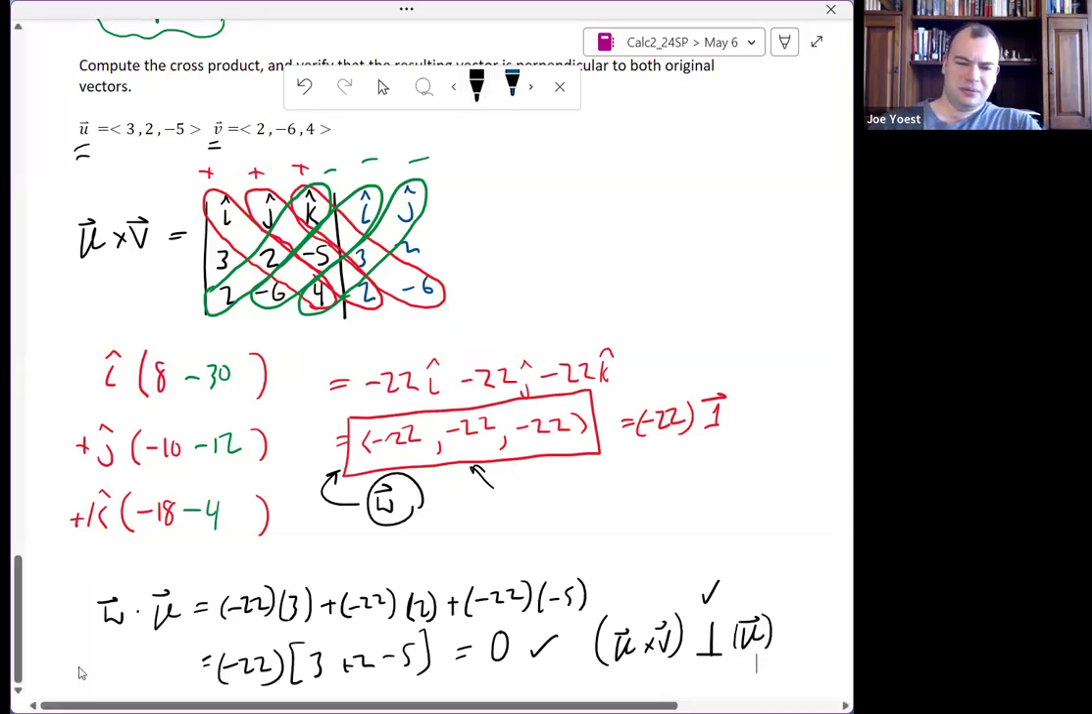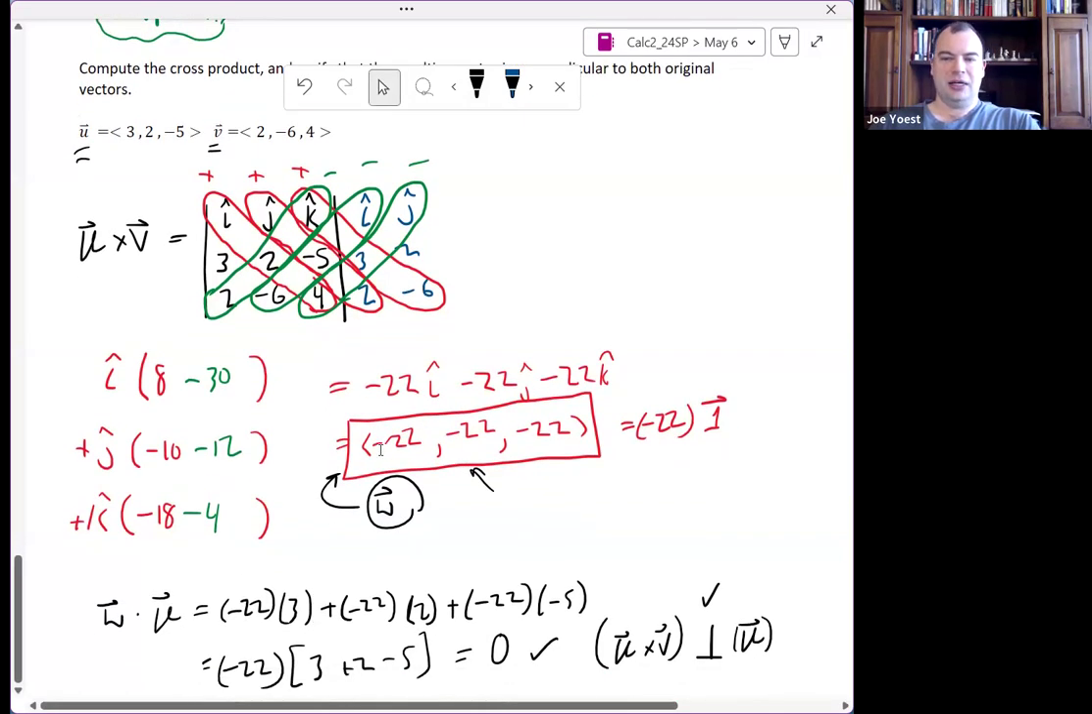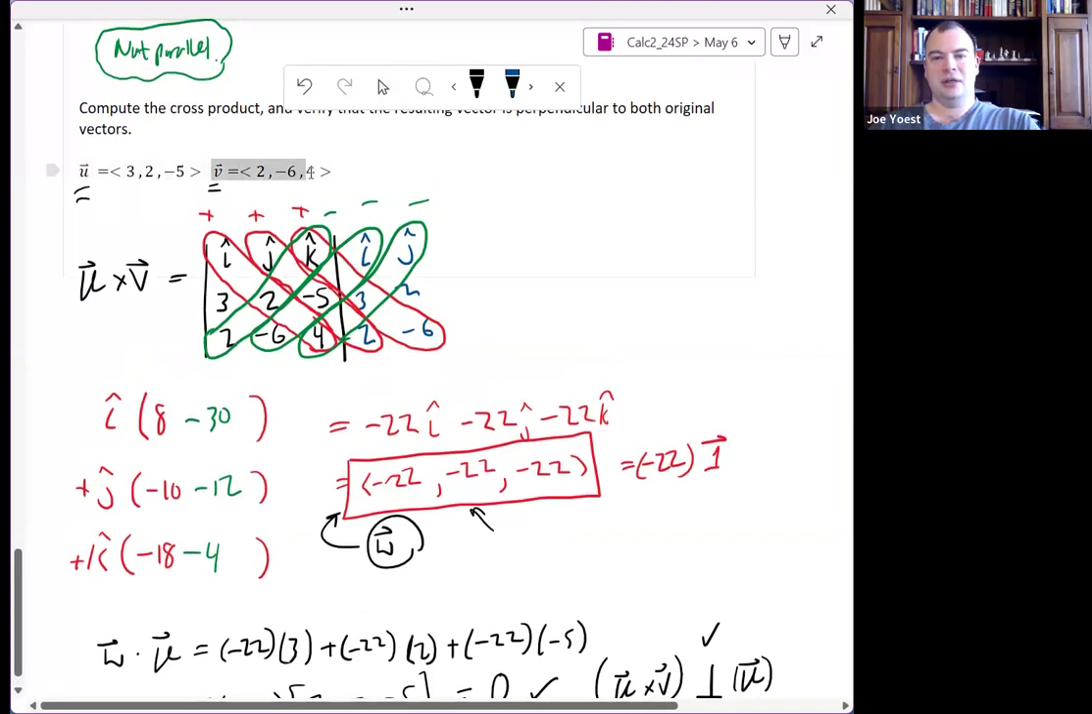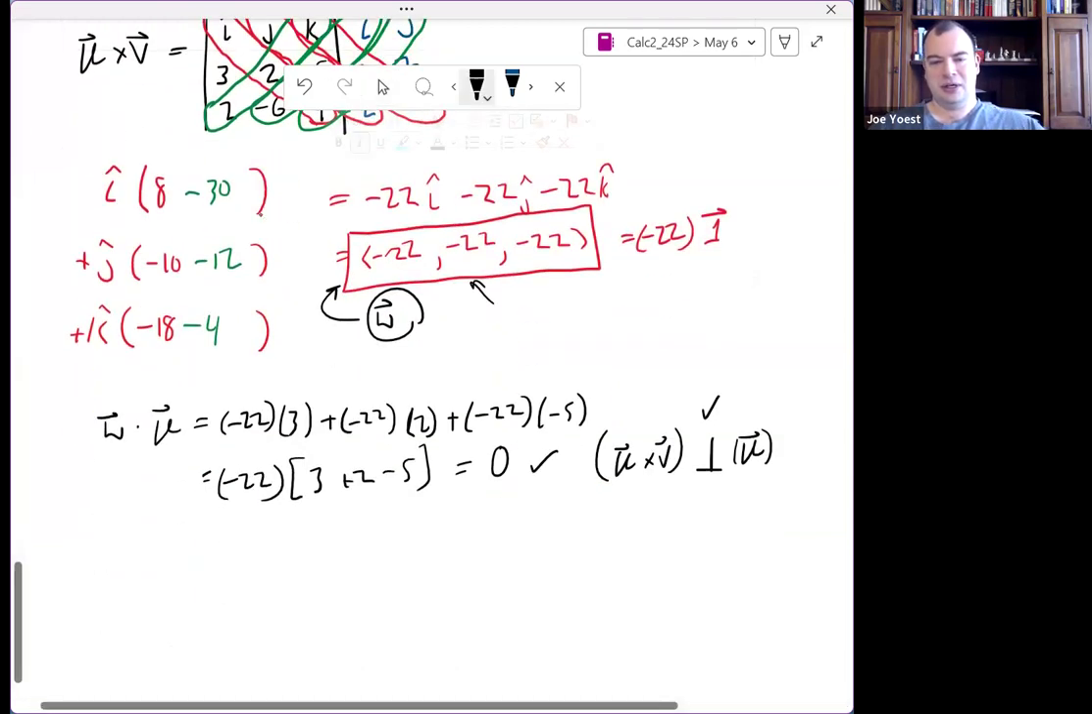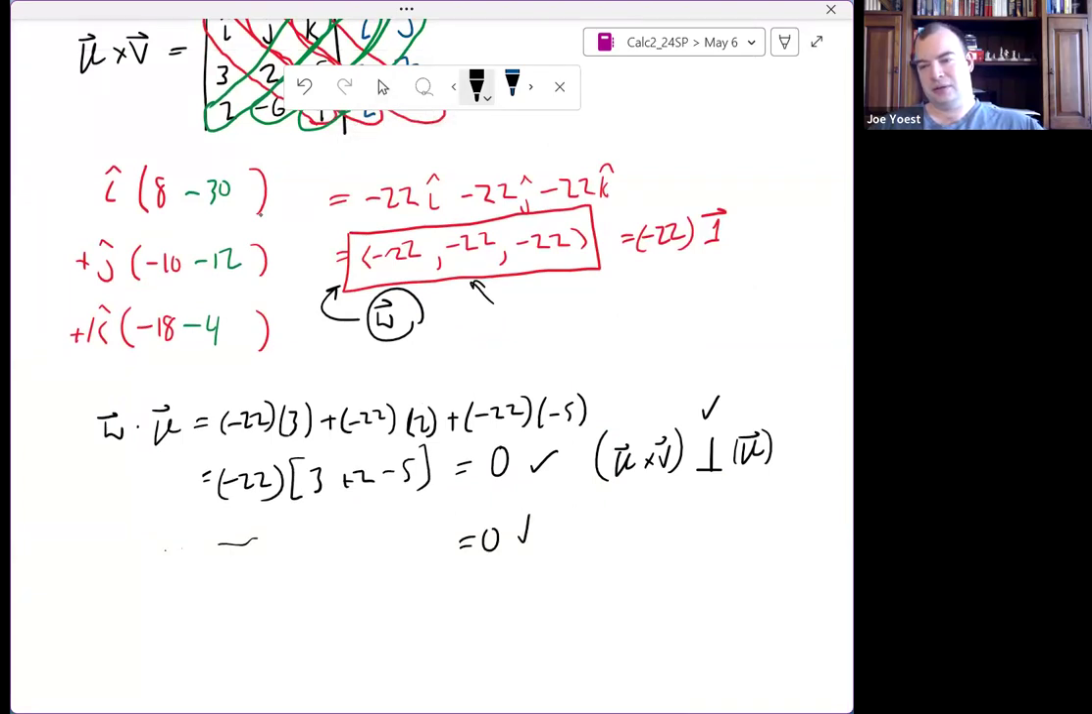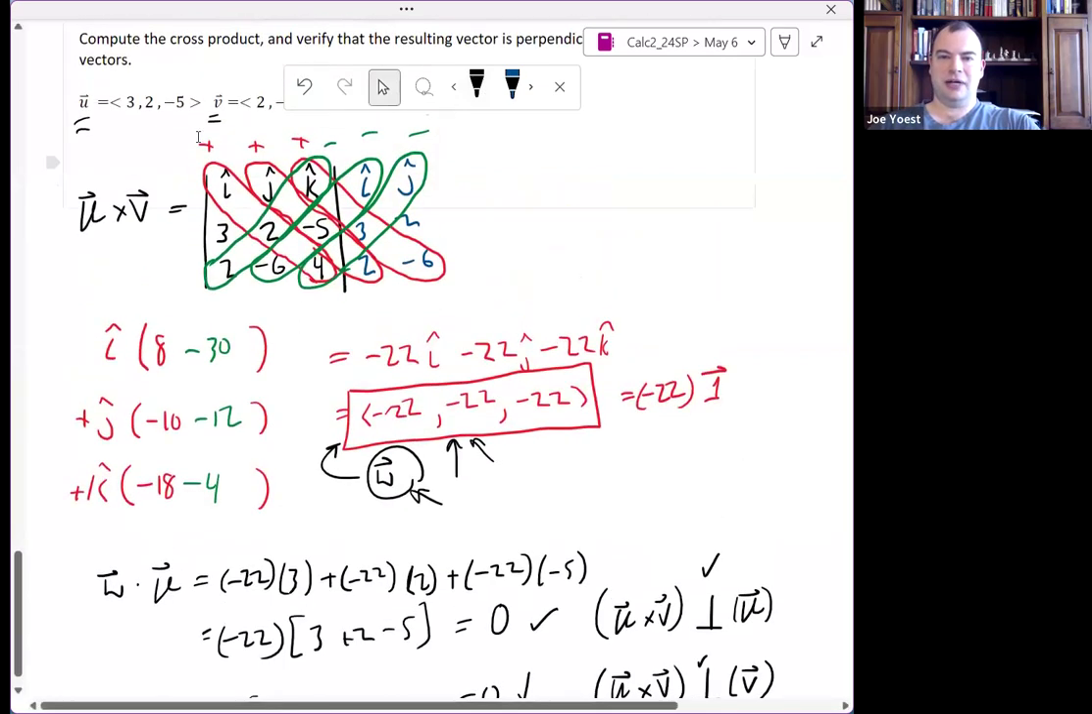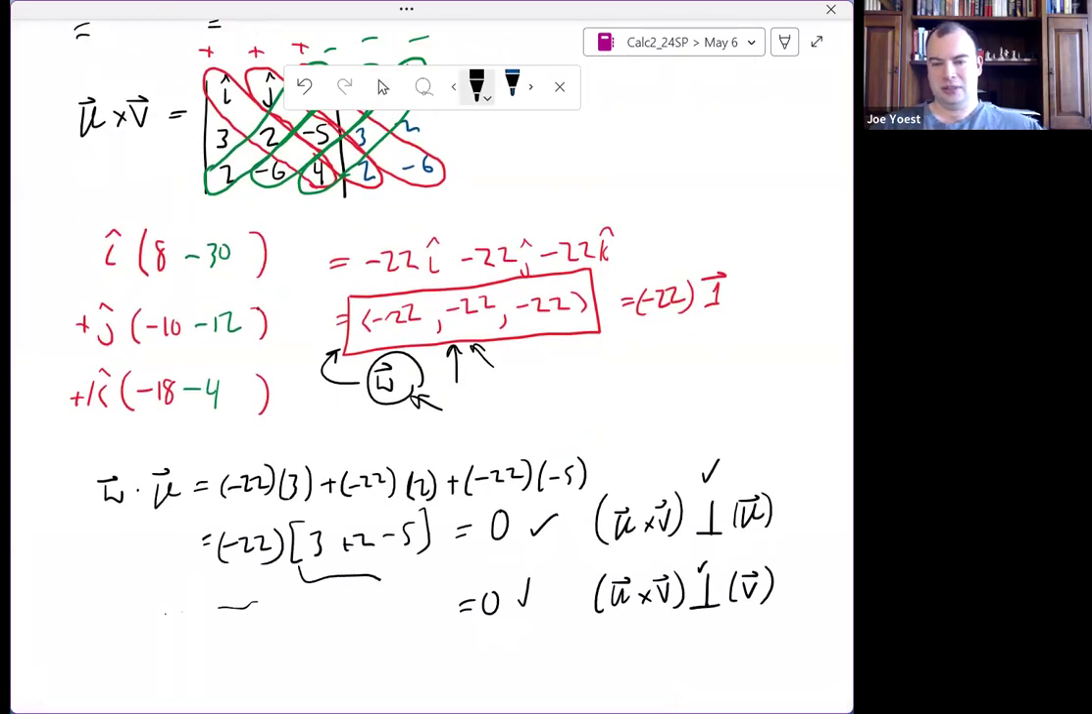We could do the same thing with V. We really see the pattern that because our cross product ended up being the same number 3 times, when we dot it against V, the only way we're going to get 0 is if the sum of V's components is 0. And we could pretty easily see that that is also the case. 6 minus 6 gives me 0. So by a similar calculation, this new vector W, this U cross V, is again indeed perpendicular or orthogonal to the vector V. Instead of 3, 2, negative 5, we would get 2, -6, 4. In these brackets added together, they would add to 0.